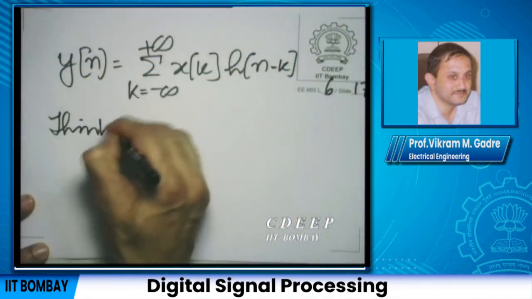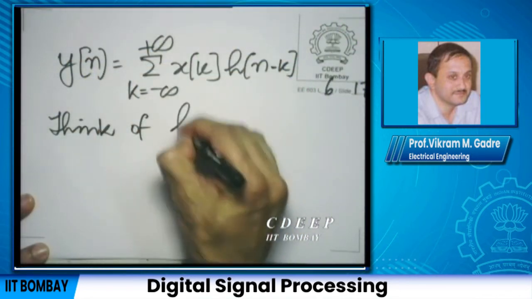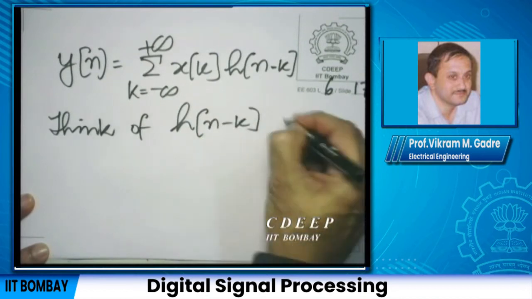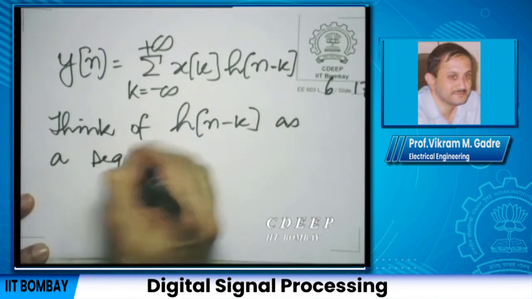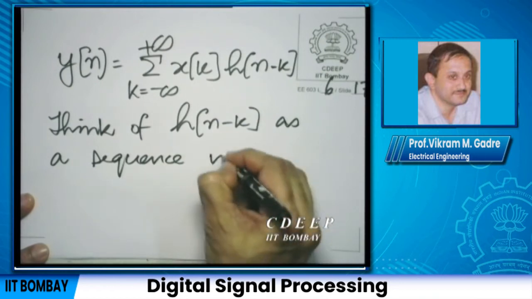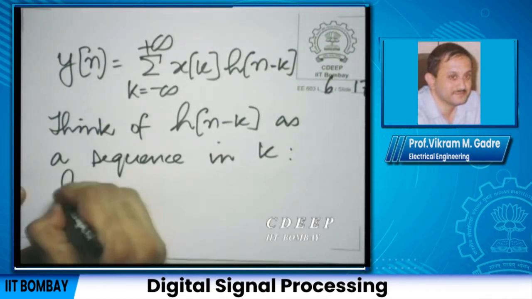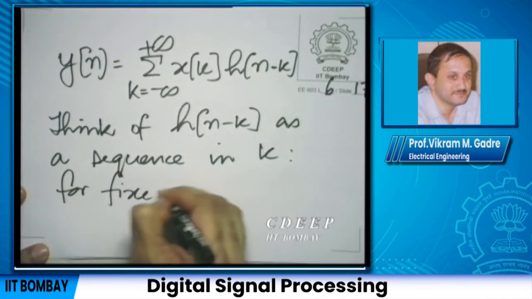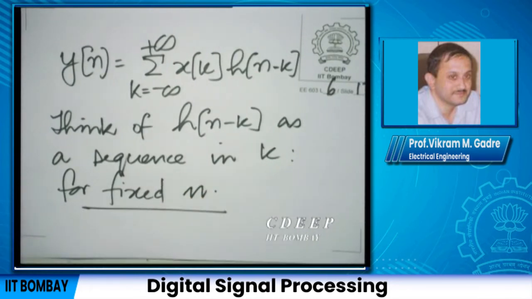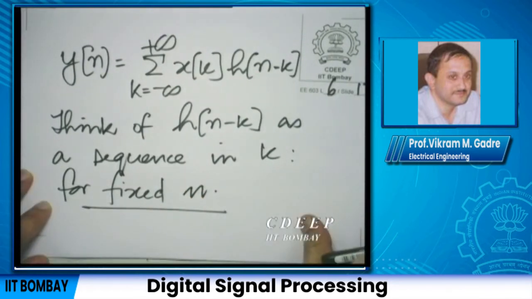Okay. So, the difference in that approach is, think of h of n minus k as a sequence in k, not in n, for fixed n. You see, because you are trying to calculate point by point. And how do we obtain that sequence? We need to interpret that.